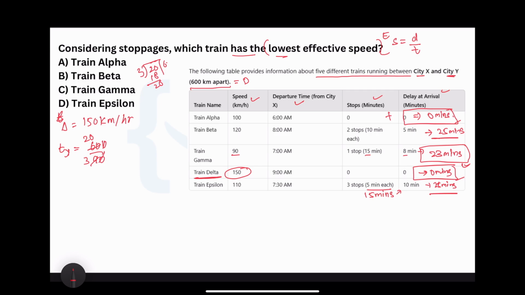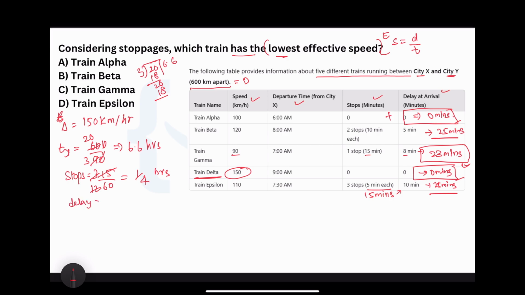3 sixes are 18, 2 remains, giving us 0.2, and again 6, and again 6. So it is totally around 6.6 hours. Clear? Now the time is here, but it is not the final time because we have delay as well. So we have stop time as well. In the stop we have 15 minutes. So 15 by 60, because you need to convert into hours, would be 1 by 4 hours of stop, and 8 minutes of delay.